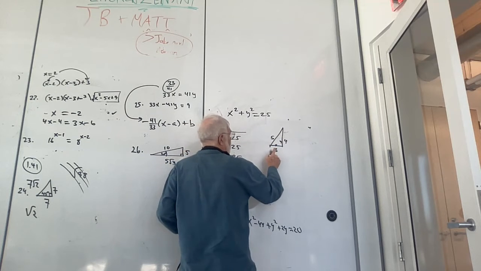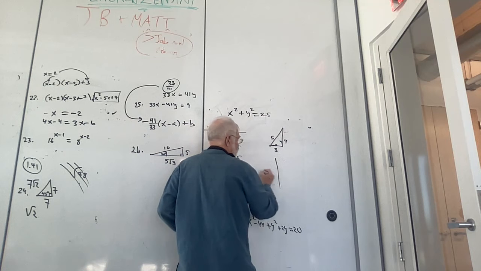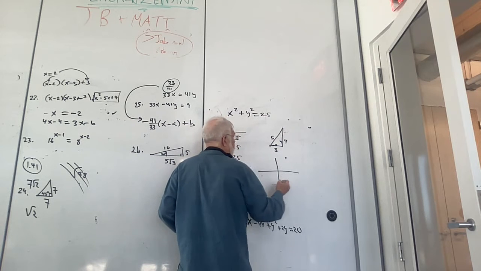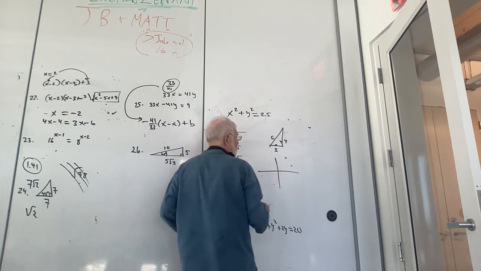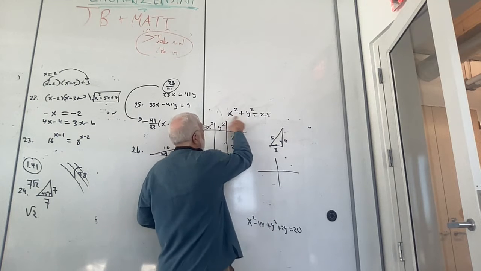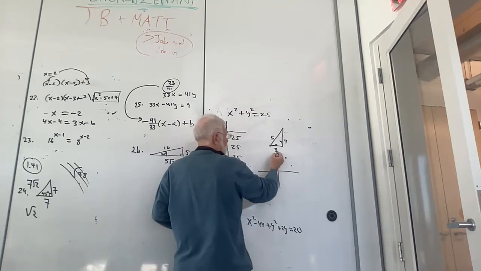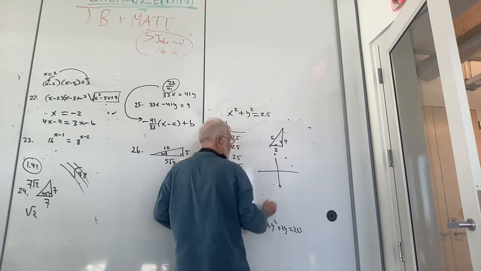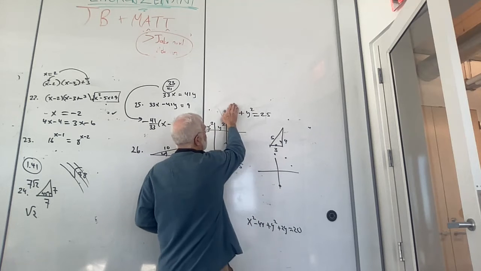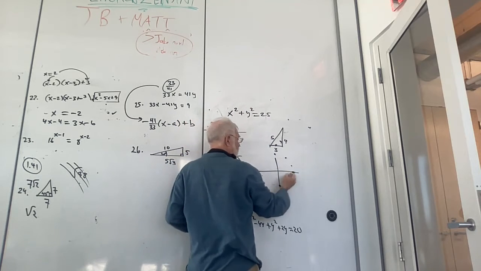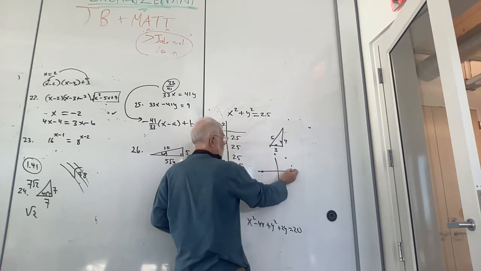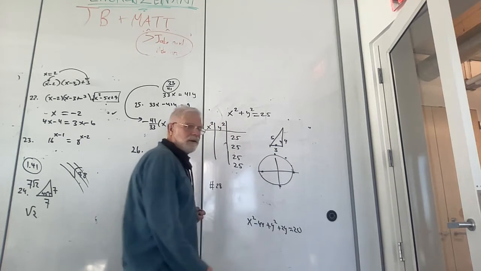So therefore, 3, 4 is on the curve. Let's call that 3, let's call that 4. So is 4, 3. 4, 3 is on the curve. So is 0 plus or minus 5. So is 0, 5 and 0, negative 5. So is 5, 0 and negative 5, 0. I hope you're starting to see the circle materialize.